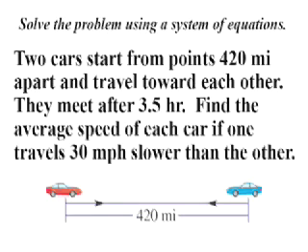Solve the problem using a system of equations. Two cars start from points 420 miles apart and travel toward each other. They meet after 3.5 hours. Find the average speed of each car if one travels 30 miles per hour slower than the other.